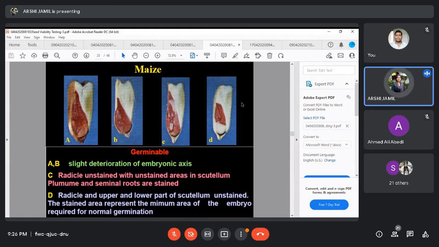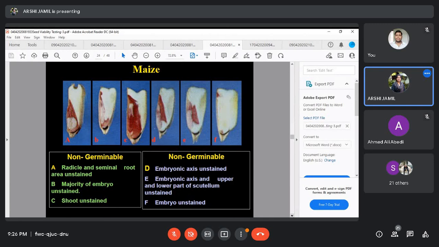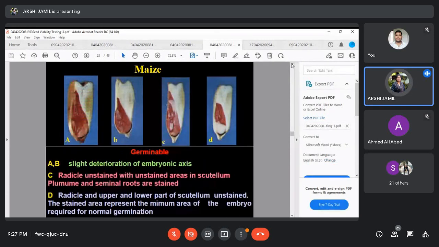So if this much staining happens in maize, it means the seed is germinable, it is viable. But if you see something like this, it means the seeds are not germinable, they are non-viable. You see it is not stained properly. There is no complete staining. If you look at the first figure and the second figure, you will notice the difference.